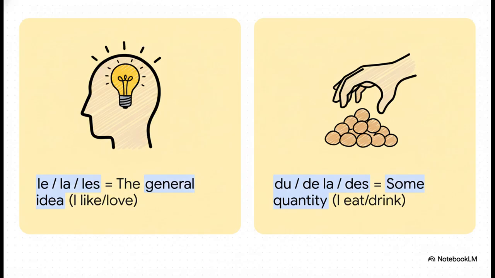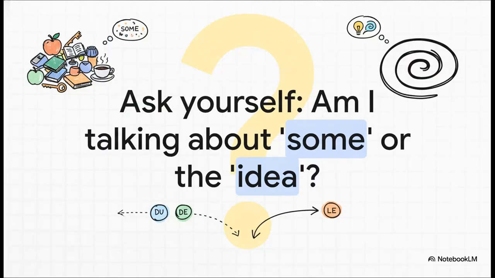So look, if you walk away with just one thing, let it be this simple breakdown. Le, la, les, that's for the big picture, the idea of something, your general feelings about it. Du, de la, des, that's for when you're talking about an actual physical amount, some of it. And that leaves us with the one single question you need to ask yourself from now on whenever you're not sure. Before you speak or write, just pause for a second and ask this. Am I talking about some of this thing or the idea of this thing? Your answer to that simple question will give you the right article every single time.